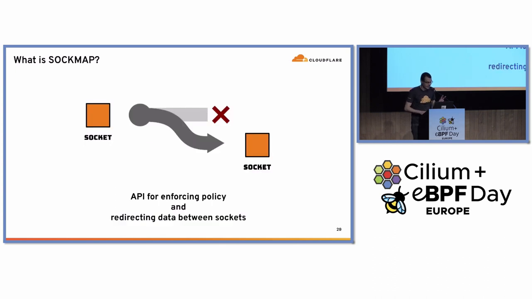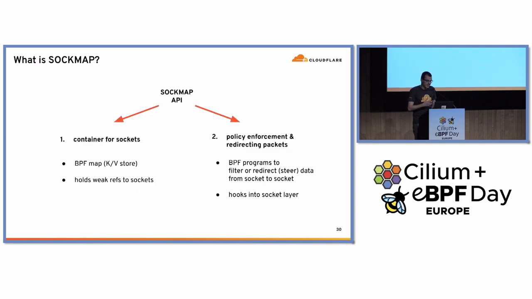Then the second meaning behind Sockmap is that it's an API with which we can enforce policy, which is just a fancy term for filtering packets, and redirect, steer messages, packets between two sockets. And these policies and these redirect rules are expressed as BPF programs, which we're going to learn more about later. And these BPF programs, in order to be activated, need to be hooked somewhere into the socket layer.